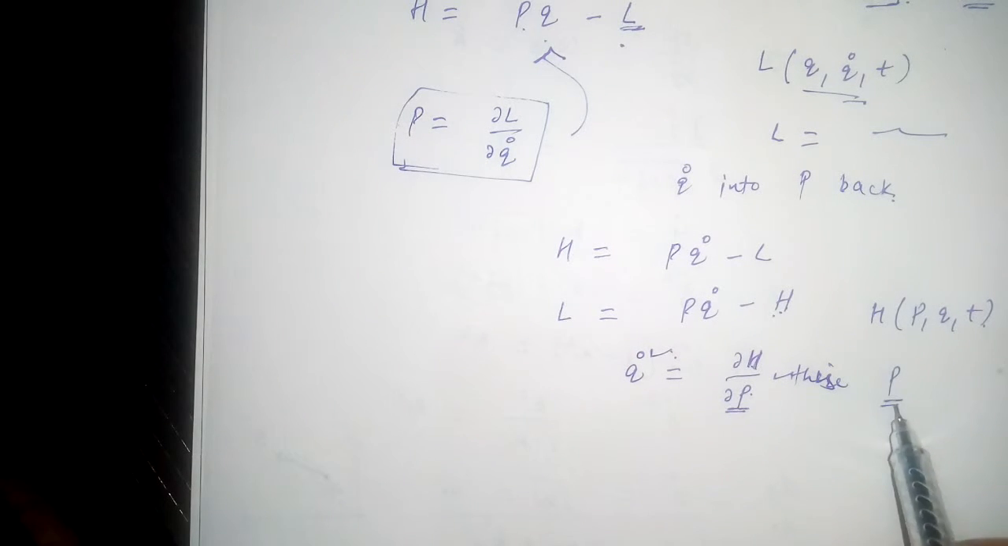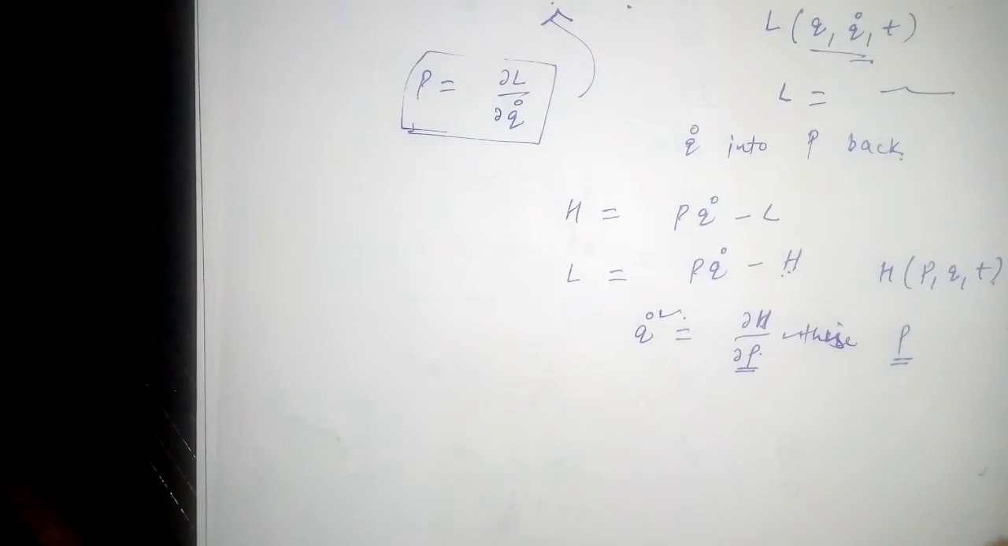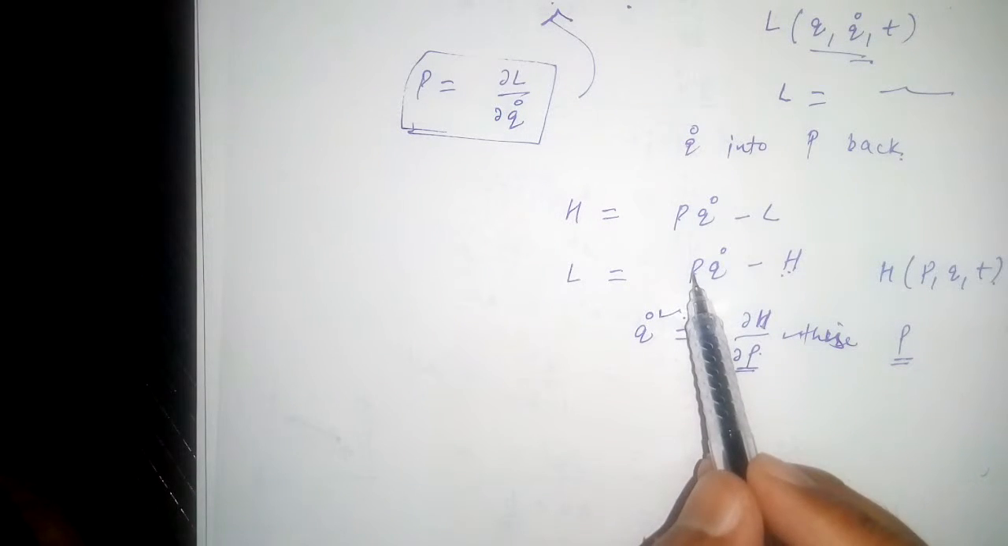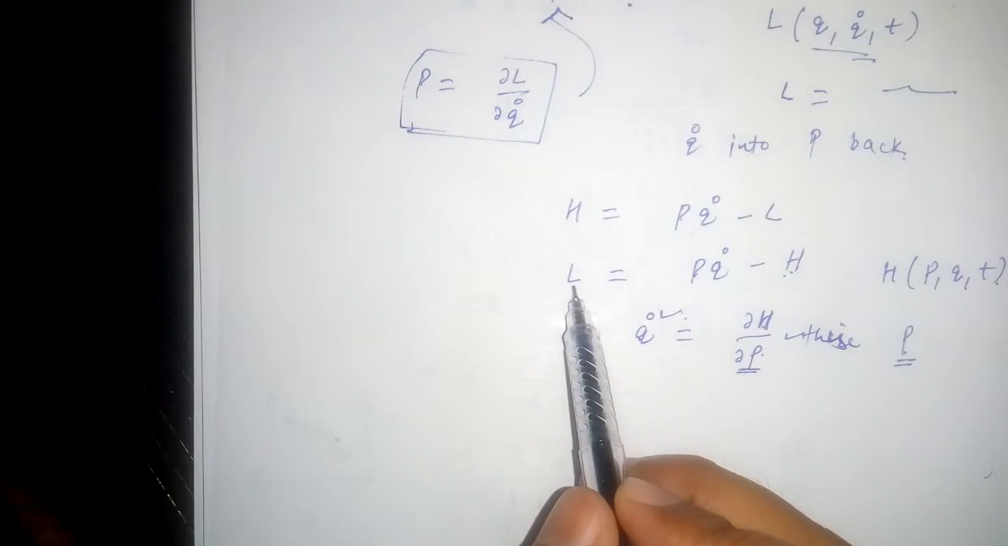Here the Hamiltonian will be given in terms of P, Q and T. Then we can find this, and we can find this, and then here this will become in terms of P, and later on put P in terms of Q dot and we will find the Lagrangian.